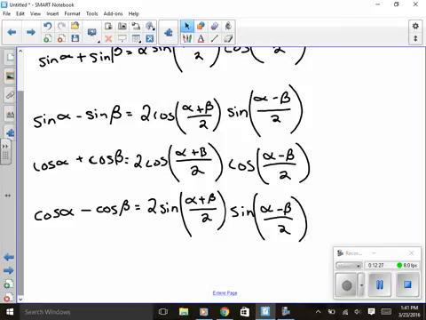So these are the final identities that you will be given. Again, I will go through an example in class. I'm sorry that there wasn't enough time to get through using any of these.